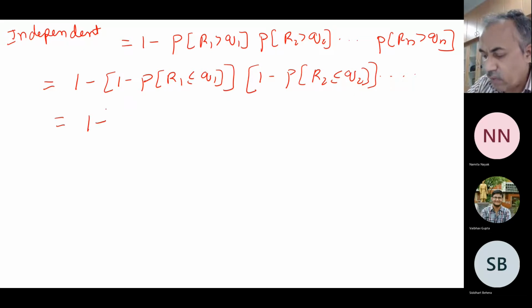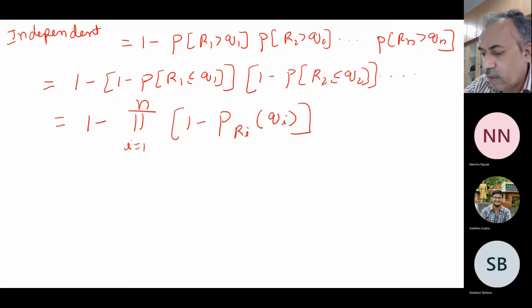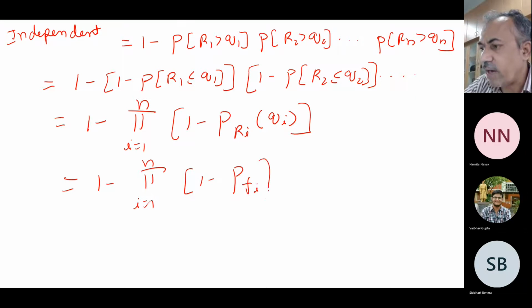So this can be written as 1 minus the product, that is a multiplication actually, for i equal to 1 to n, of 1 minus P(Ri less than or equal to Qi). This is 1 minus the multiplication of the individual probabilities of failure basically. So this is how we write it. This is our probability of failure.